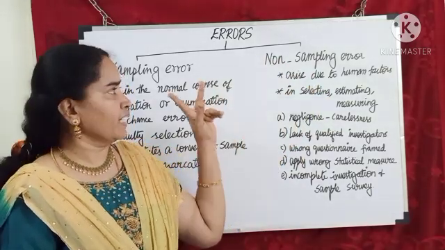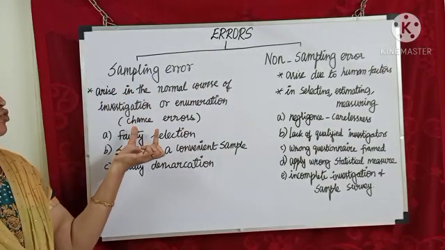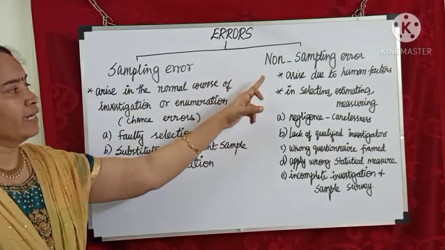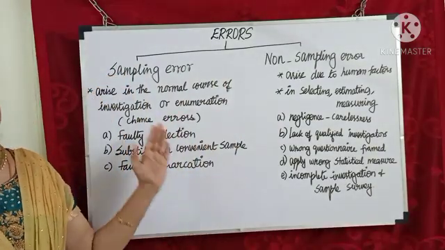So errors, we have two types, sampling error and non-sampling error. Sampling error is actually chance error, and non-sampling error arises due to human factors, and we have seen what all leads to them.